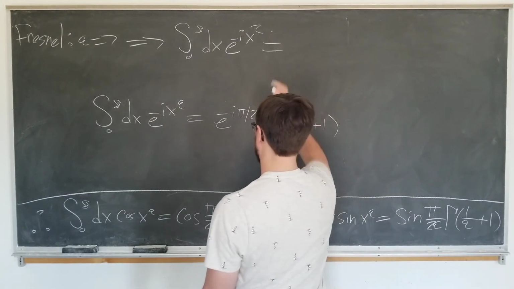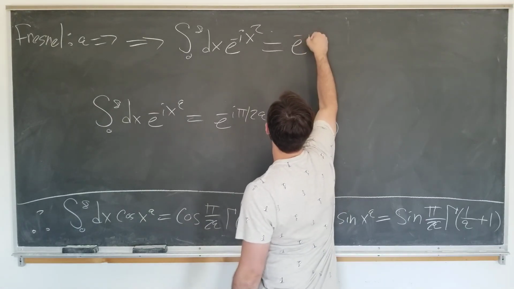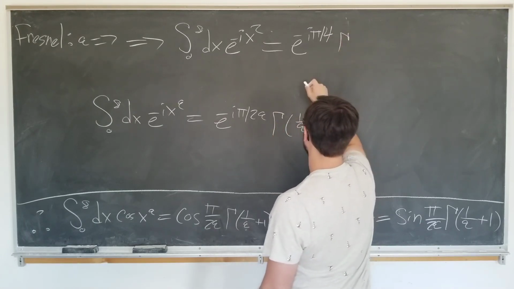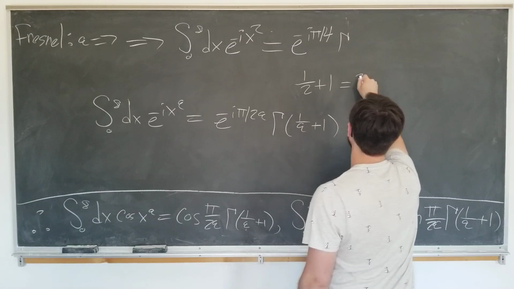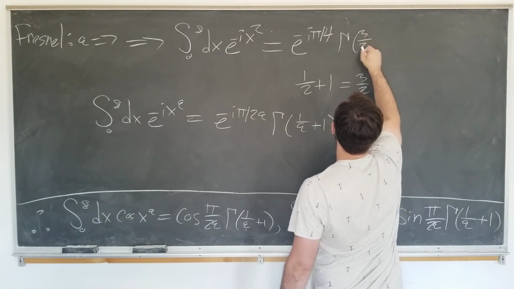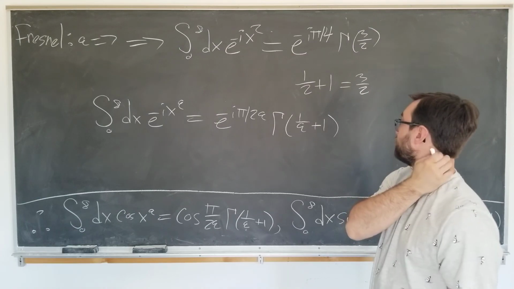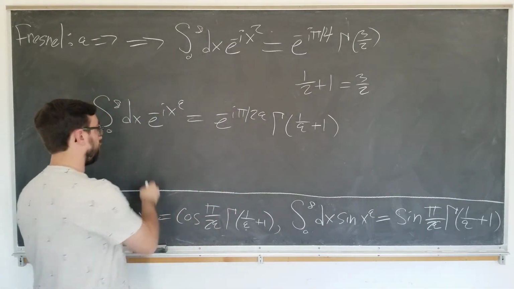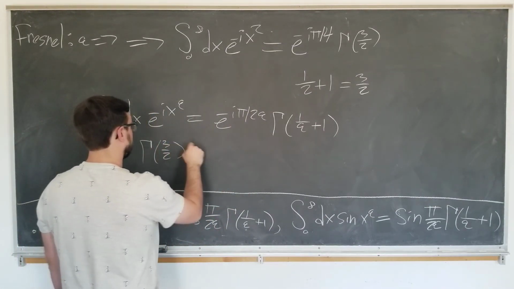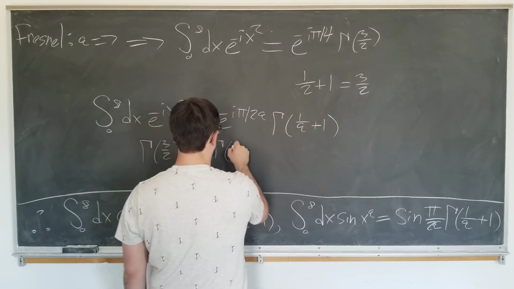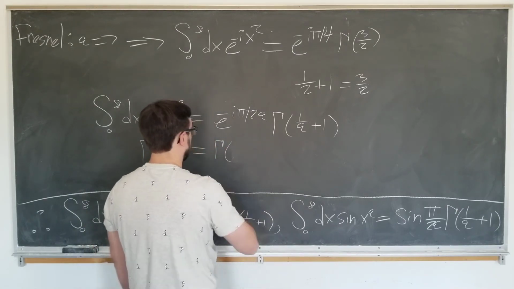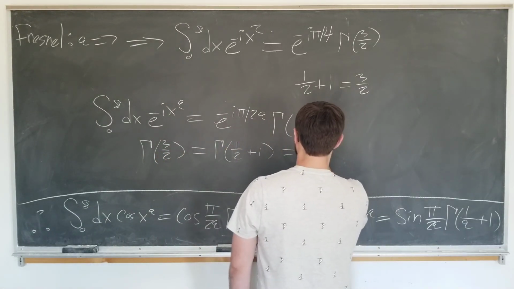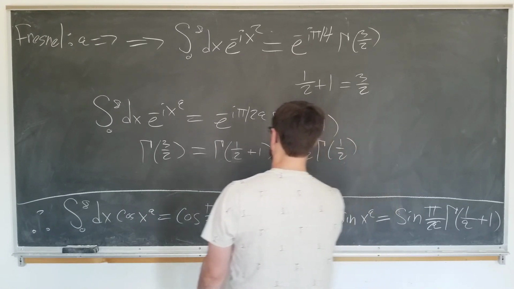Okay, this tells us that this integral is equal to e to the minus i pi over 4, because a is equal to 2. We have gamma of 1/2 plus 1, which is equal to 3/2, of course. There's a couple ways to evaluate gamma of 3/2. You can just know its value from using it so often, or you can note that gamma of 3/2 is equal to gamma of 1/2 plus 1, just like doing the opposite of what we did, which is equal to 1/2 gamma of 1/2, following from this identity.